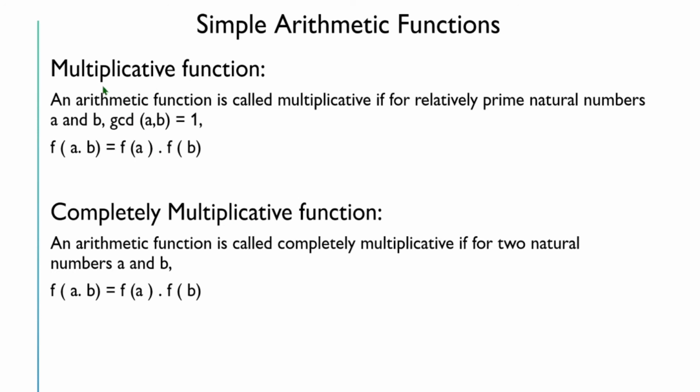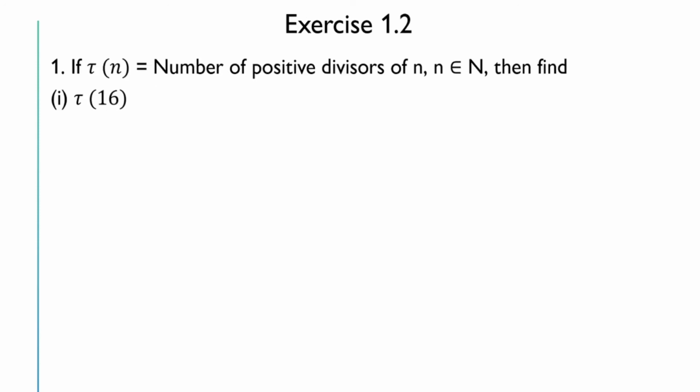So now we will see the definitions of multiplicative function and completely multiplicative function. An arithmetic function f is called multiplicative if for relatively prime natural numbers a and b, their GCD is equal to 1, f of a into b is equal to f of a into f of b. Now we will see the completely multiplicative function. An arithmetic function is called completely multiplicative if for two natural numbers a and b, f of a into b is equal to f of a into f of b. Now we will move on to exercise 1.2.